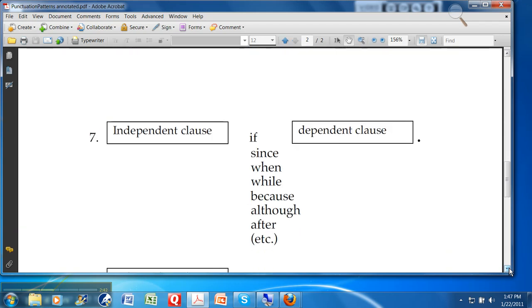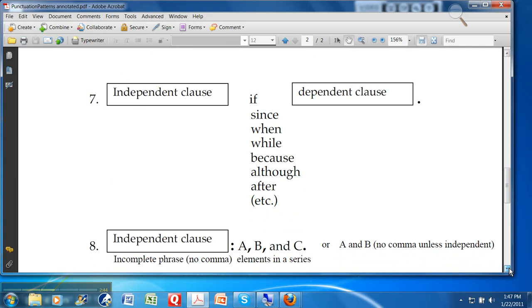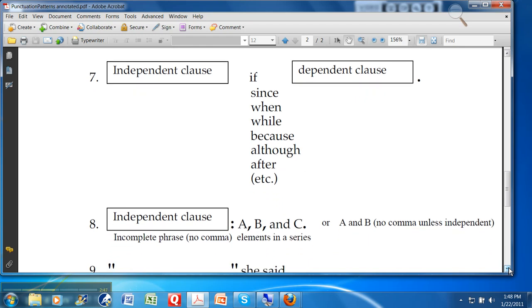Next, we have an independent clause and a dependent clause, similar to the conjunctions and, but, or. If we want to use these words here, then there are no punctuation marks in between, and these take the place of the comma, just like the conjunctions do. And the sentence ends with a period.